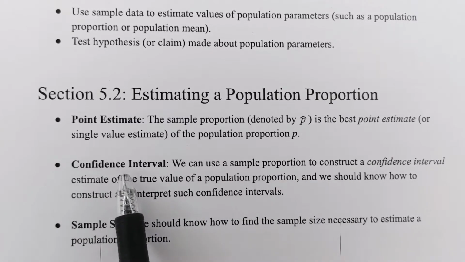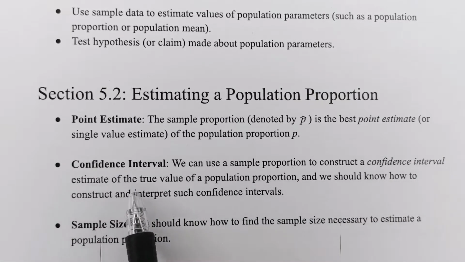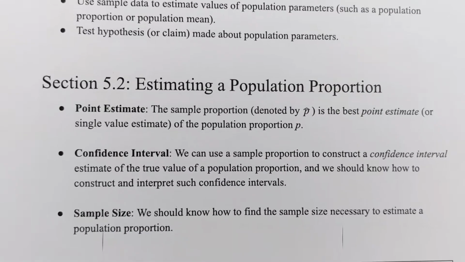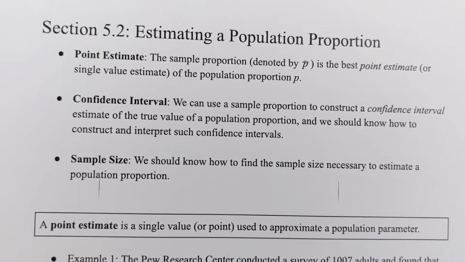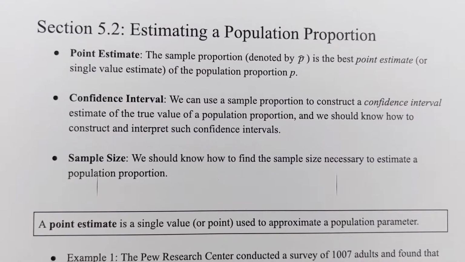We'll talk about confidence intervals. You can use the sample proportion to construct a confidence interval to estimate the true value of a population proportion. We should know how to construct and interpret a confidence interval, and then sample size: how to find the sample size necessary to make our estimation mostly accurate.